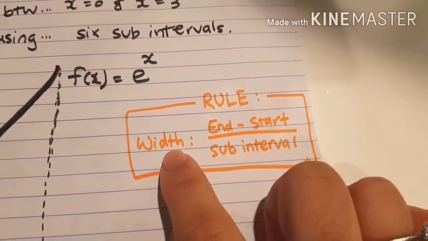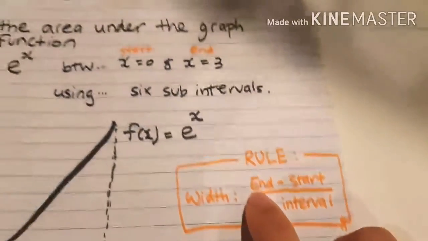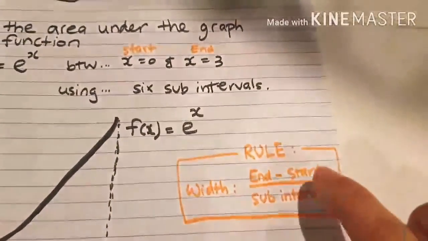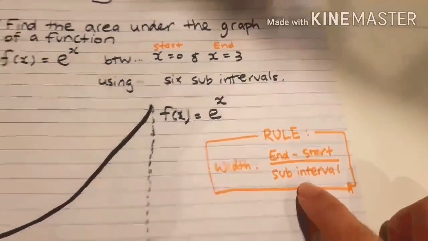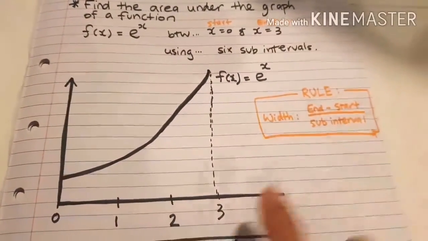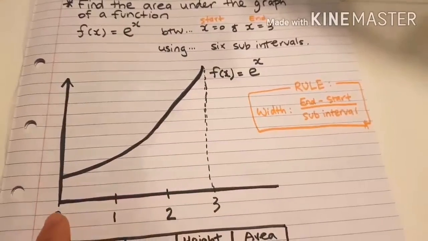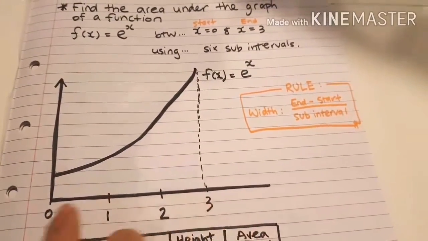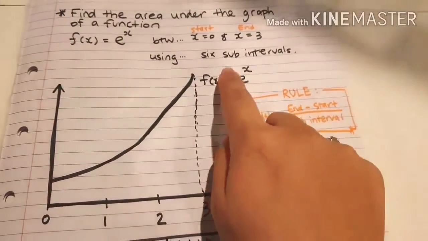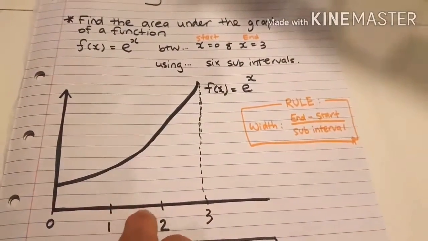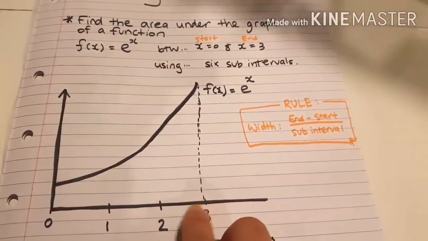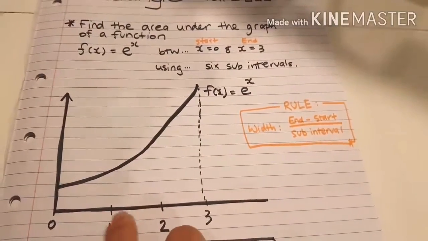The rule for width is the end minus the start divided by the sub-intervals. What it means is, end minus the start gives me the total width, and if I divide it by 6, the sub-intervals, it's going to give me the width of each rectangle.